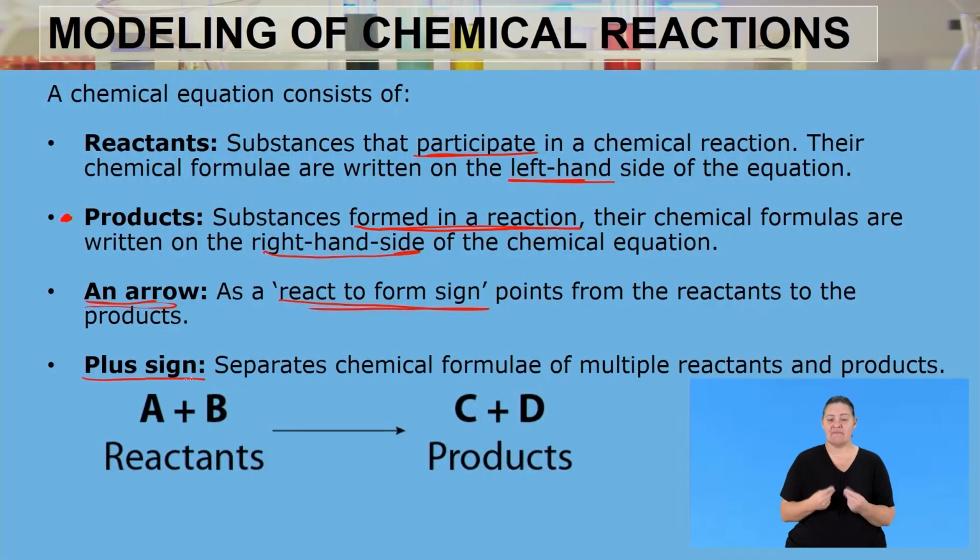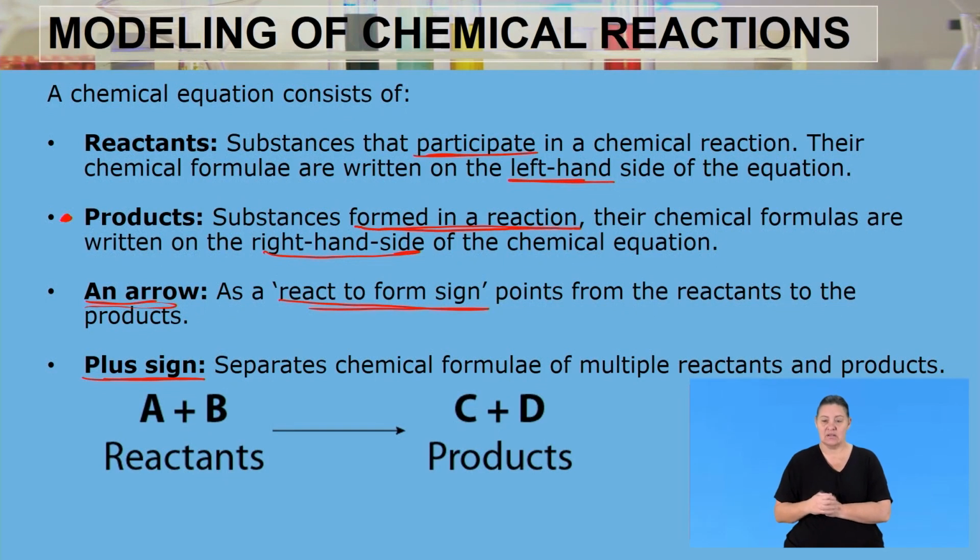Now we also have a plus sign that is going to separate the chemical formulas of the reactants, because in certain reactions we have two or more reactants or two or more products. So to separate those reactants, we use a plus sign to say that this particular compound or element has reacted with this particular element to form something else. That something else is the product. In our example here, we have the two reactants A and B that are separated by this plus sign, and the arrow shows that these two reactants are undergoing a chemical reaction to form C and D, and C and D are our products.